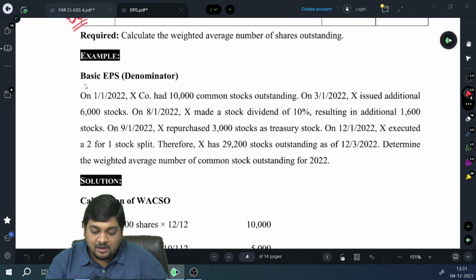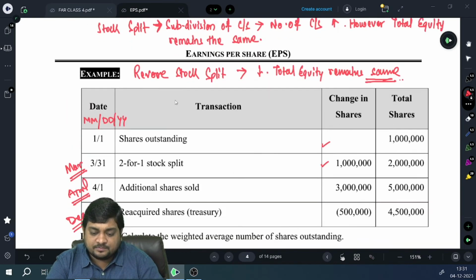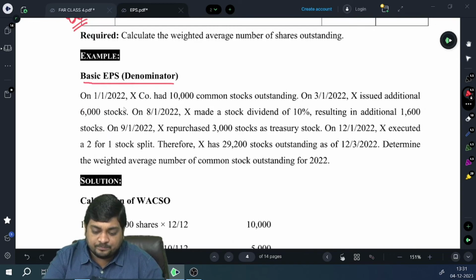Again, we are here to calculate the denominator, right? One more question on the denominator part. In January 2022, 10,000 common stock is outstanding, and then in March an additional 6,000 stock is issued, no problem. Then there is a stock dividend of 10%, resulting in 1,600 stock. Then in September, we repurchased 3,000 stock as treasury, and then in December X executed a stock split. We had 29,200 outstanding at the end of December.